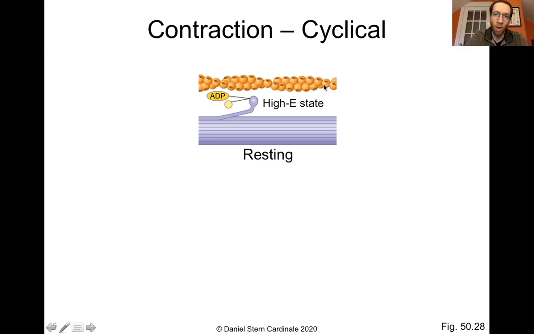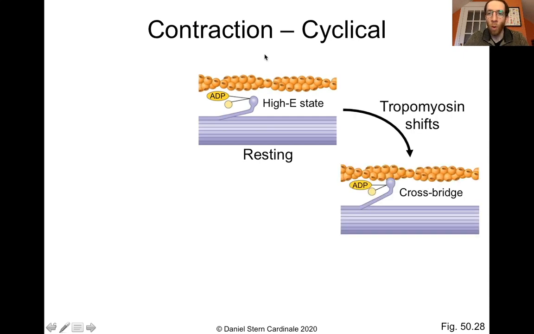Once calcium is present and these binding sites are exposed, then you can form a cross bridge. So the tropomyosin shifts away from the binding sites, and you are able to form a cross bridge. Now the myosin head binds to the myosin binding site on the actin, and we have the cross bridge formed with the ADP and the inorganic phosphate still associated with that myosin head.